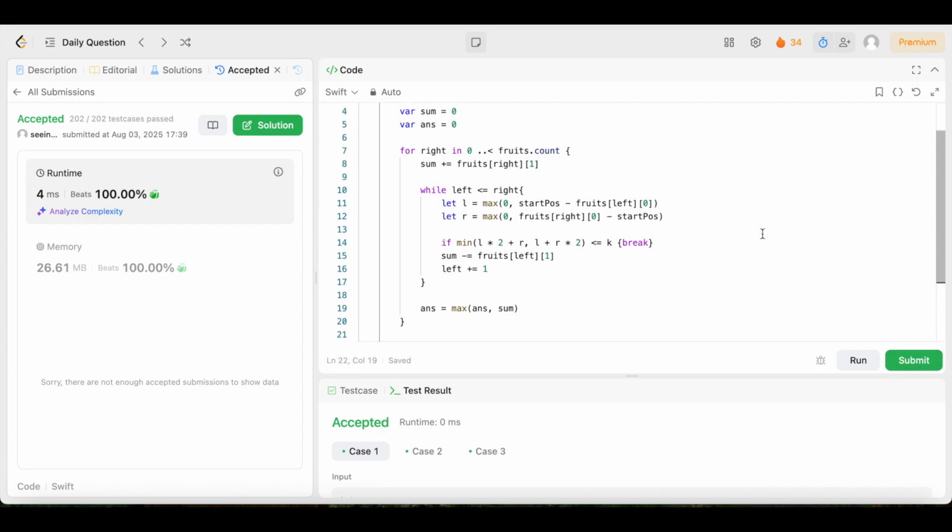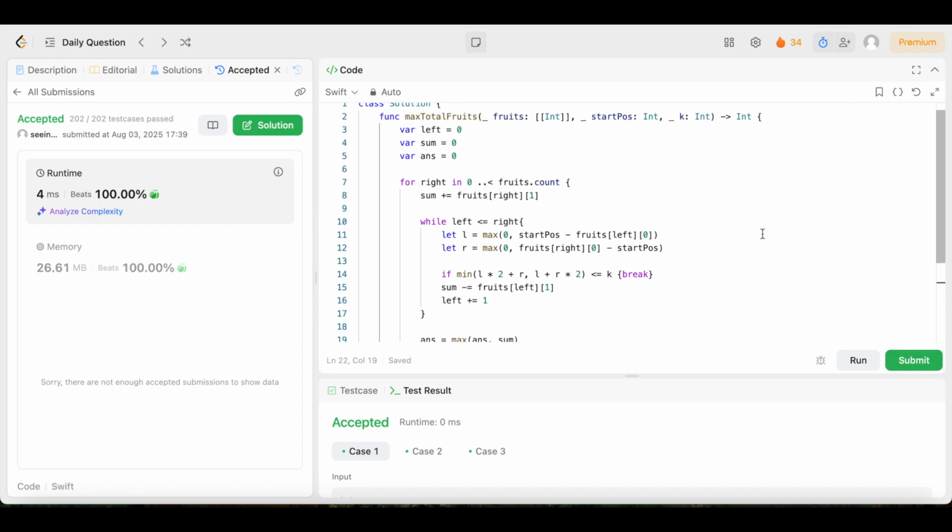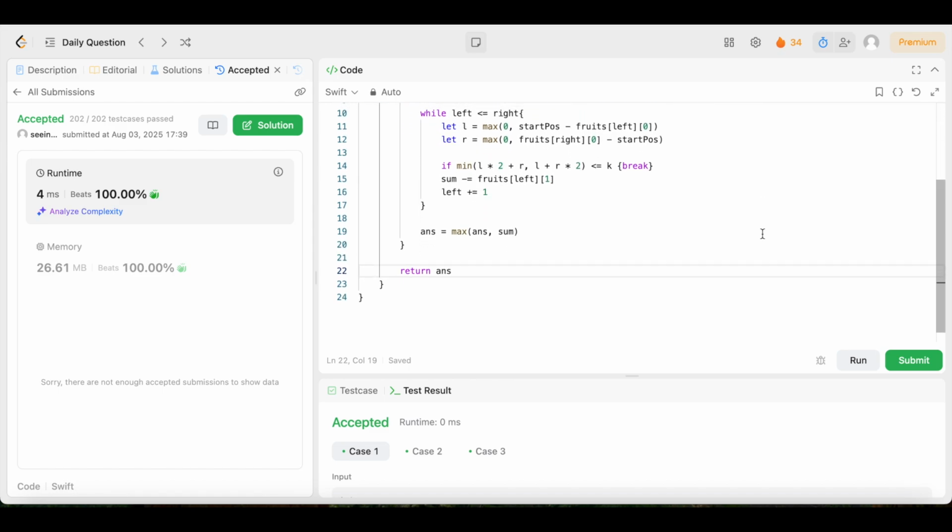So with that being said, make sure you get one more look at the code. This is the top part. This is the bottom part.